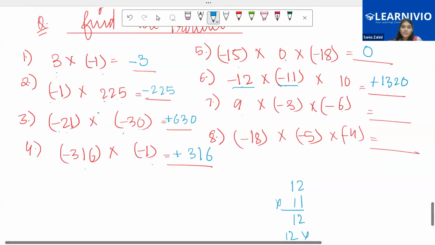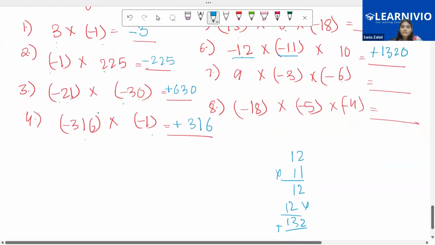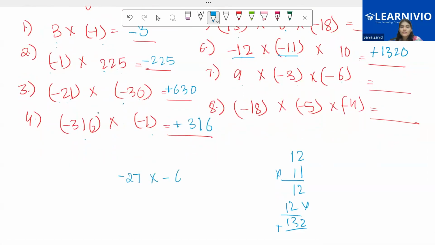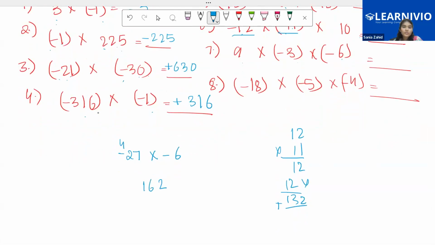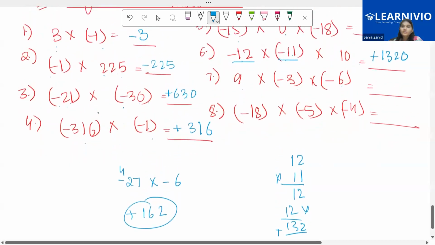So what is 9 into minus 3? Let's check. 9 into minus 3 is minus 27. Minus 27 into minus 6. Okay, so now you solve. 6 into 7 is 42. You get 162, and positive 162.